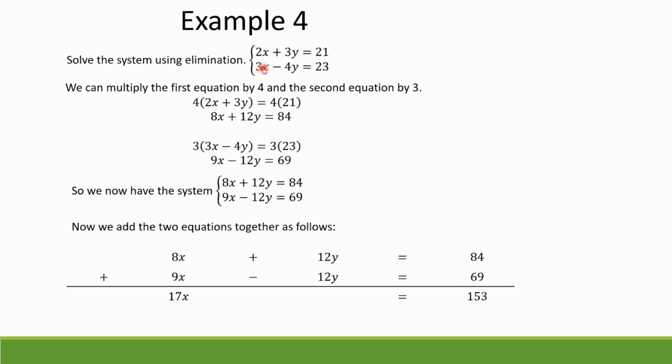And if I multiplied the second equation by 3, sorry, not x, I meant y, my mistake. So if we're going to multiply the first equation by 4 and the second equation by 3, what's going to happen? Well, we get 8x plus 12y equals 84. For the second equation, we get 9x minus 12y is 69.